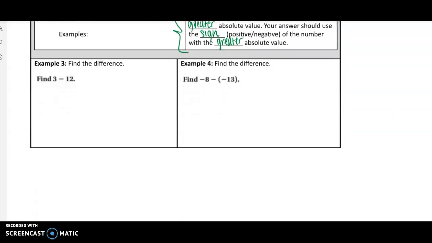So let's do some examples. This is the same thing as what we were just doing. The only difference is we're not using a number line. Example 3: find the difference, 3 minus 12.